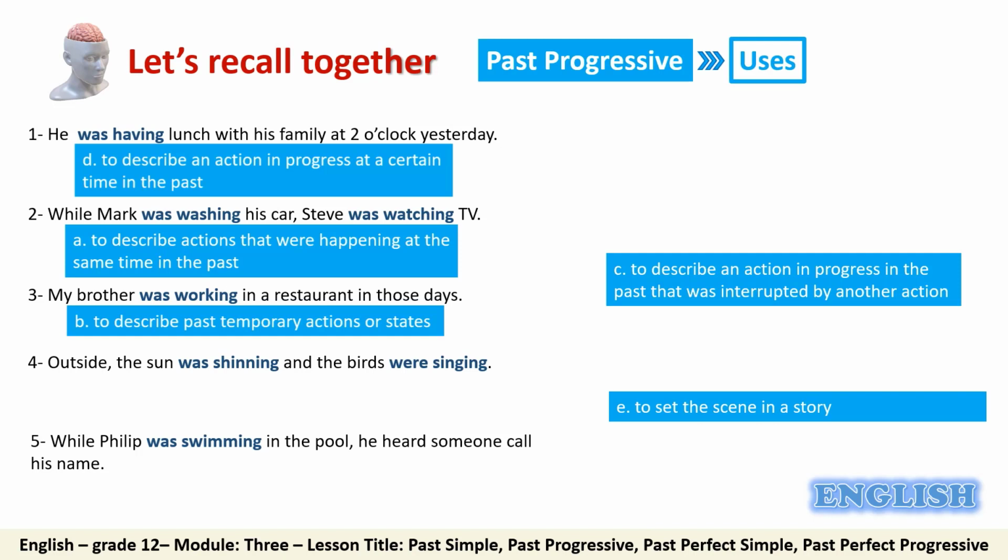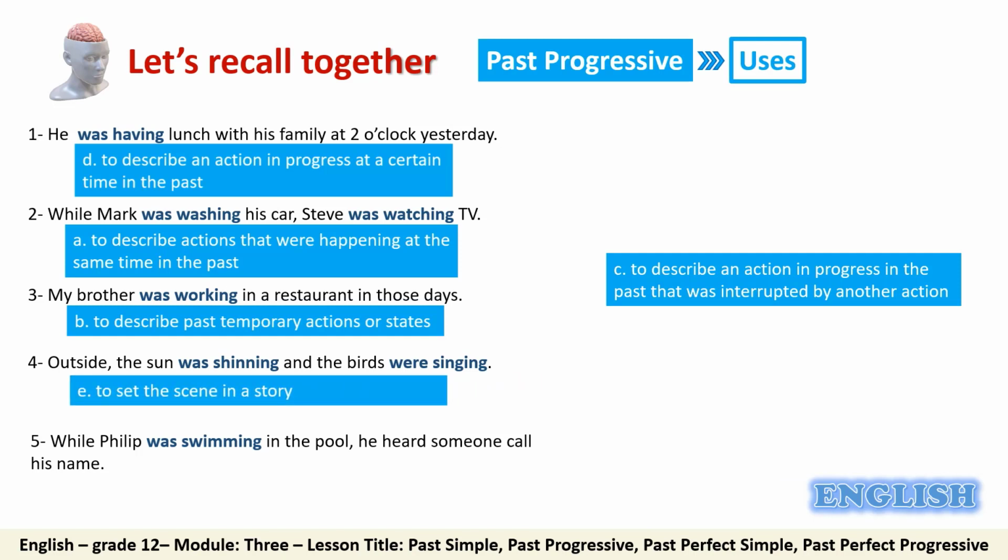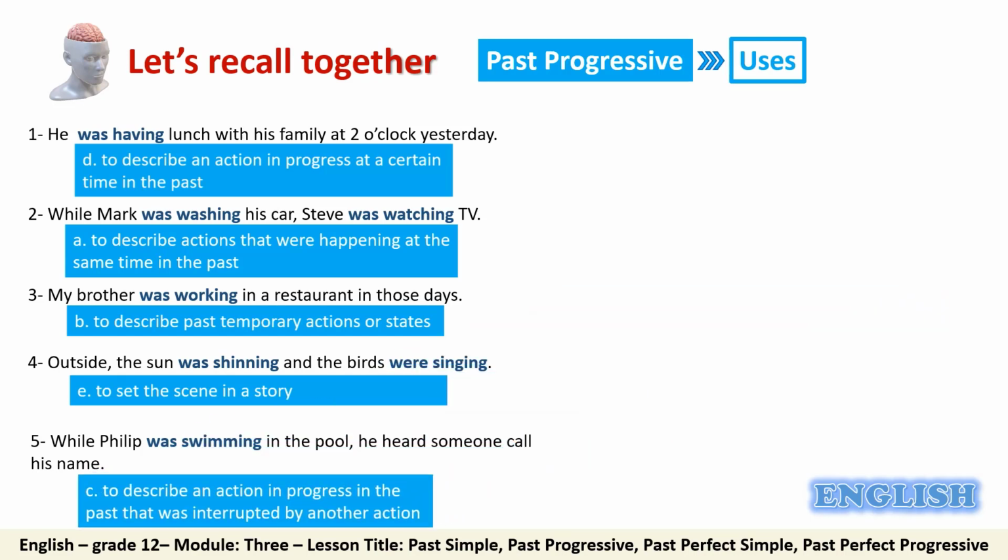Then sentence 4. The past progressive in the sentence is used to what? Excellent. To set the scene in a story. Finally, sentence 5. And of course, here the past progressive is used to describe an action in progress in the past that was interrupted by another action.